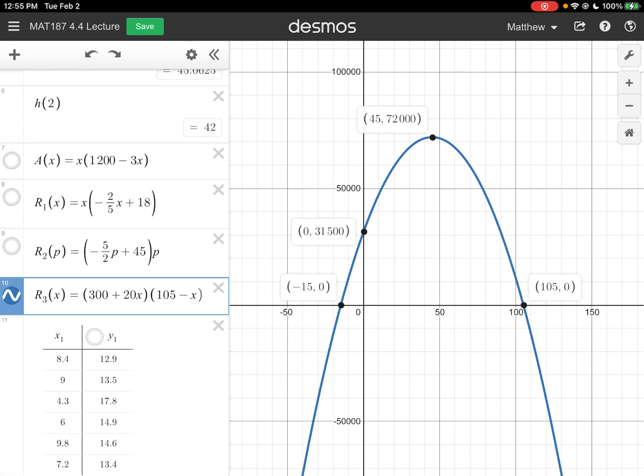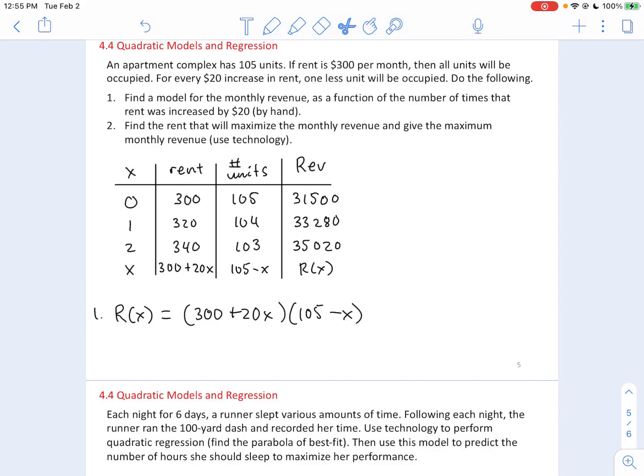Okay, notice the y-intercept, 0, 31,500. This is saying that if you do 0 increases in rent, then your revenue will be 31,500, corresponding to this first row. When x is 0, which means no increases in rent, revenue is 31,500.